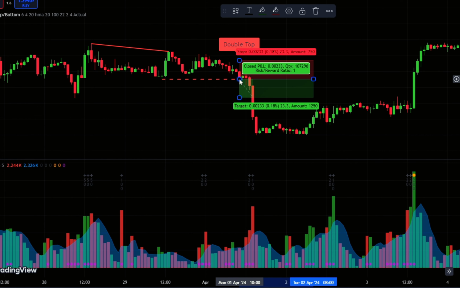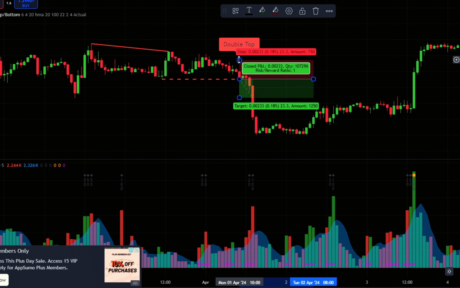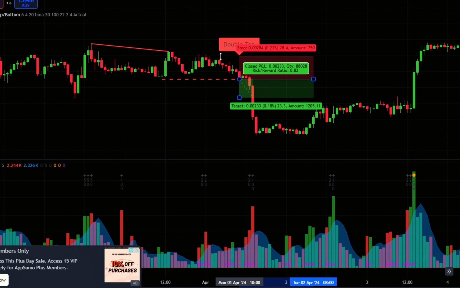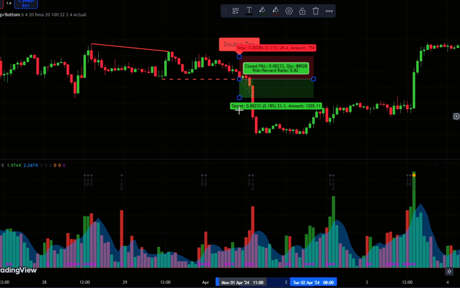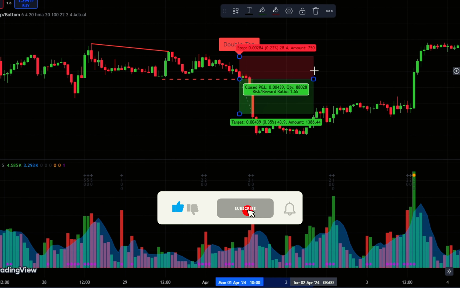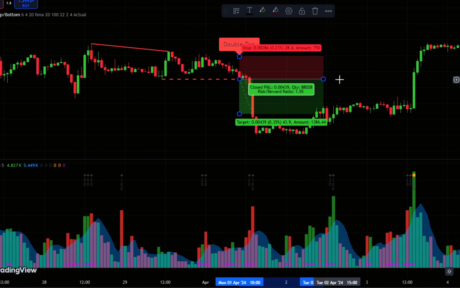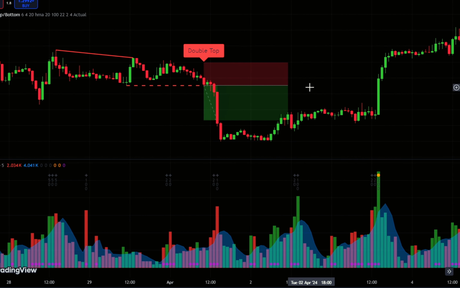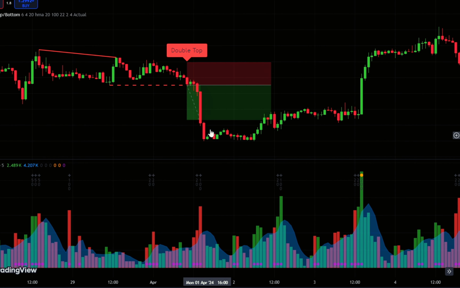Set stop loss. Position your stop loss just above the highest point of the double top. This protects your trade in case the market unexpectedly reverses again. Set take profit. Use a risk-to-reward ratio of 1 to 1.5 for your take profit. This means if your stop loss is 10 pips above your entry, your take profit should be set 15 pips below your entry. This ratio helps ensure that your profitable trades outweigh the losses.